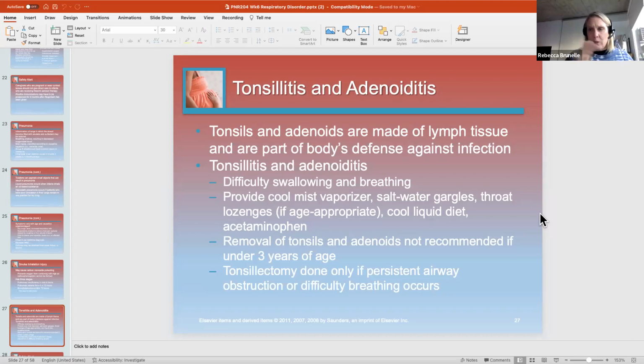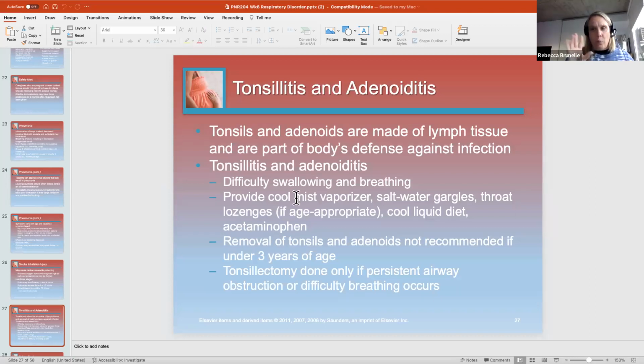A lot of times on exams, they have priority questions. So if you have a kid that's had a TNA and they're swallowing a lot post-op, that's a concern that you need to report, because that could be an indication of post-operative bleeding. And cool fluids are best for this particular diagnosis. A popsicle is the best thing for them to have, because they can suck on it, and it's cold and can help soothe their throat.